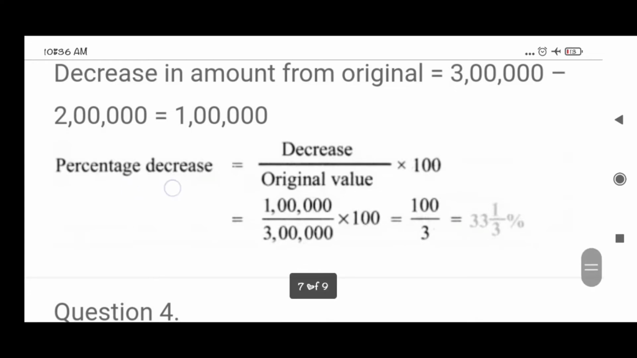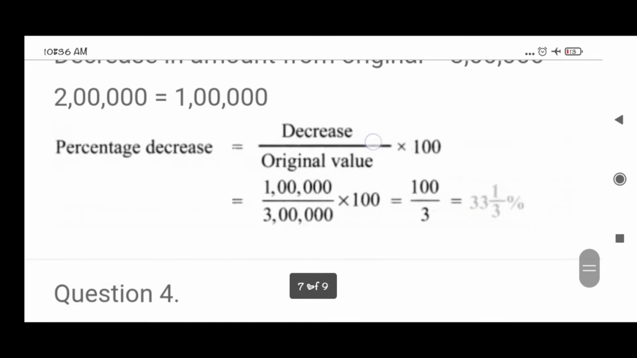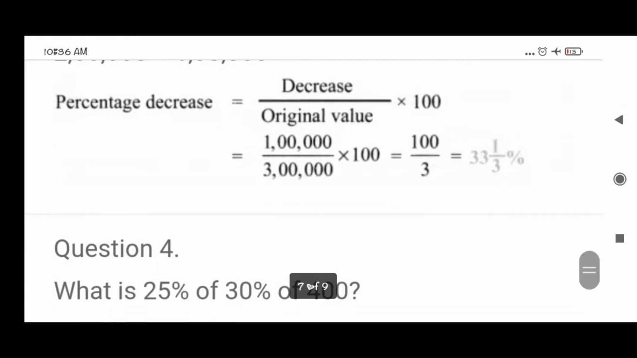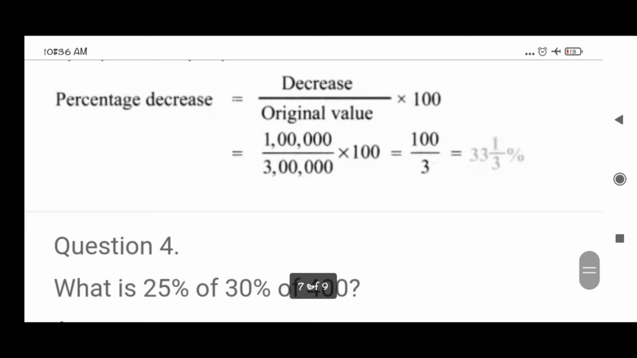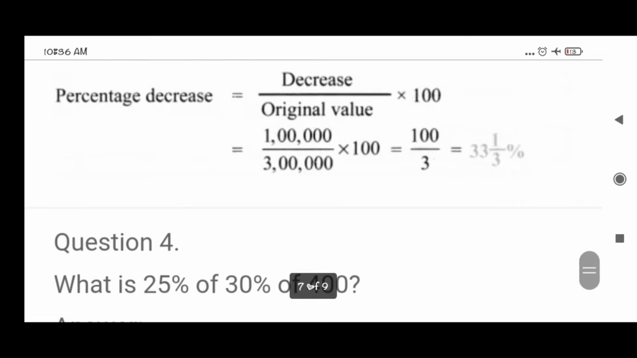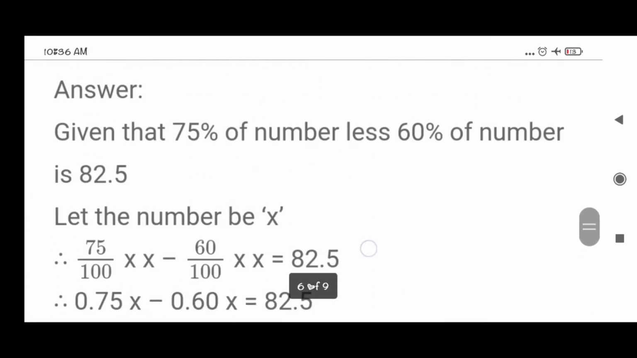Percentage decrease is equal to decrease divided by original value into 100. The amount decreased, that is 1 lakh, divided by the original value into 100. So the decreased value is 1 lakh divided by 3 lakh, the original value, into 100. When we cancel this, we will get 100 by 3. If we divide 100 by 3, we will get 33 1 by 3%. So the car has decreased 33 1 by 3%. Understand?